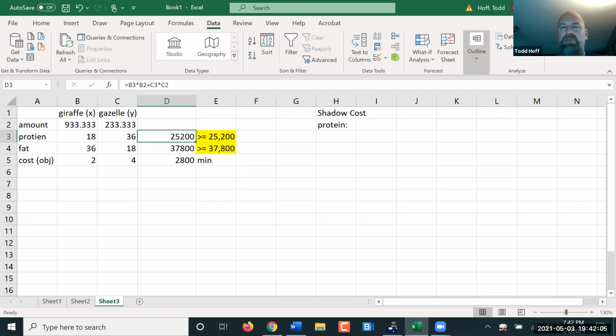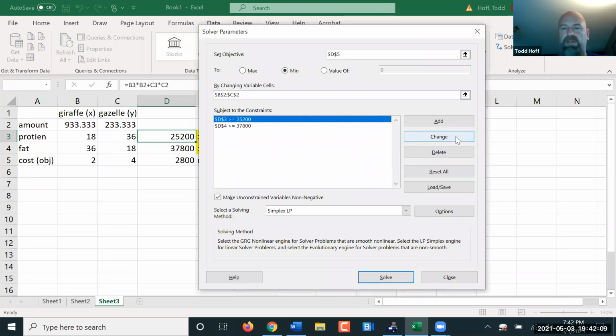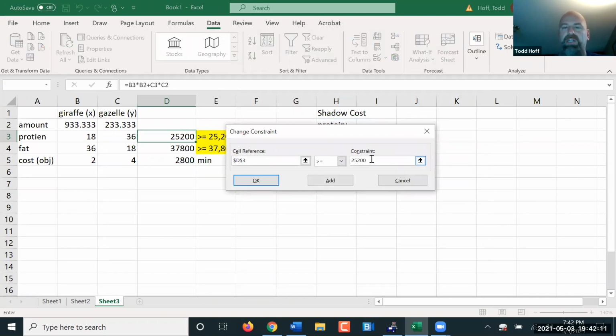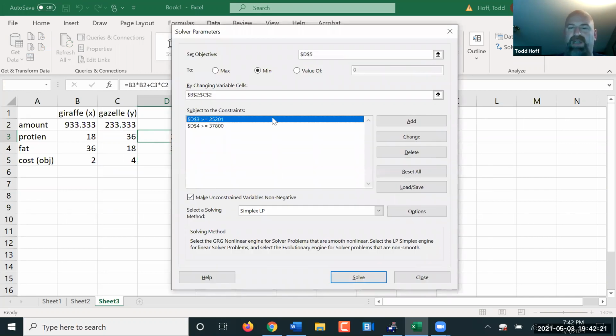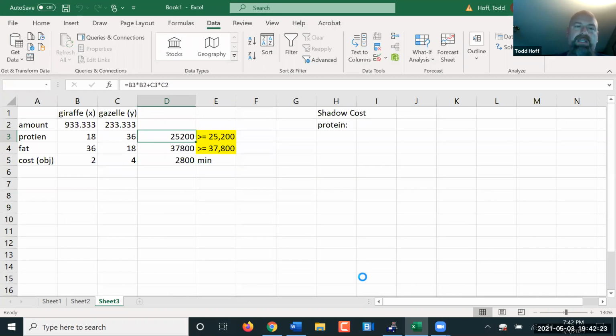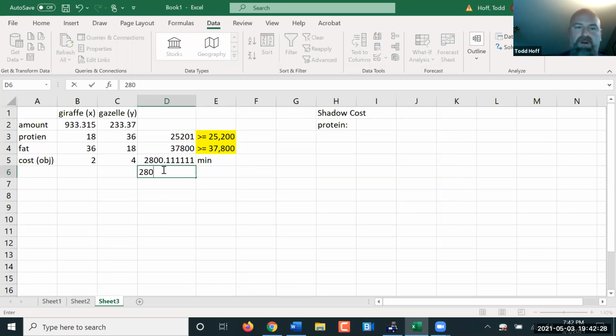So what that means is I'm going to go to my solver here. This is the constraint for protein. So I'm going to click change here. And I'm going to change this from being greater than or equal to 25,200 to 25,201. So I'll click OK. And notice it changed that to 25,201. I click solve. And notice this was 2,800 before for the cost. It is now 2,811 cents.